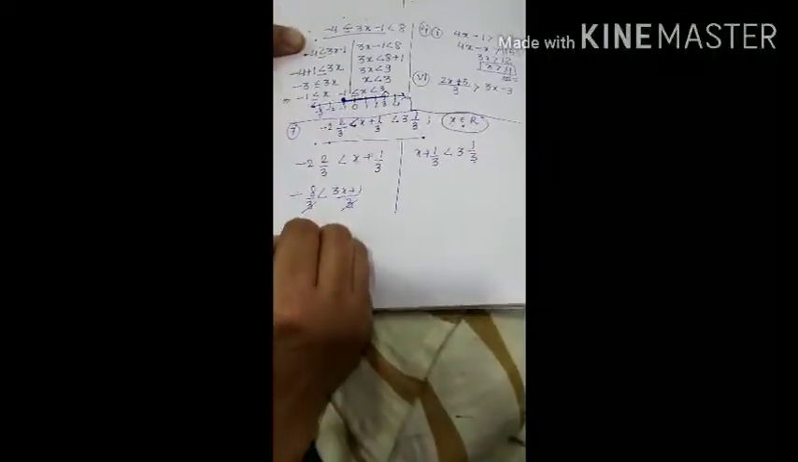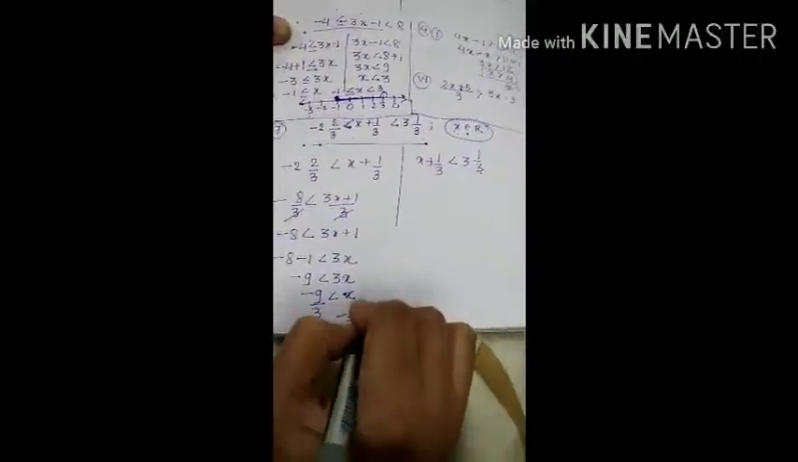You can cancel the 3s since both the numbers are positive, and since they both have the same sign, when you cancel them off, the sign of inequality won't change. So you will have minus 8 less than 3x plus 1. Arranging the numbers, we take the 1 to the other side, and we have minus 8 minus 1 is less than 3x, which implies minus 9 is less than 3x. Minus 9 upon 3 is less than x, which implies minus 3 is less than x.